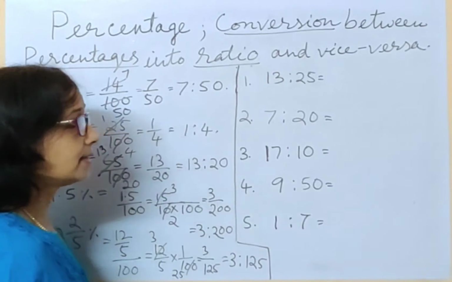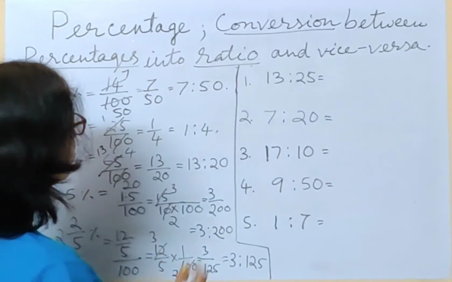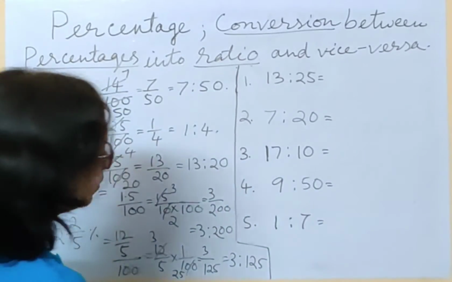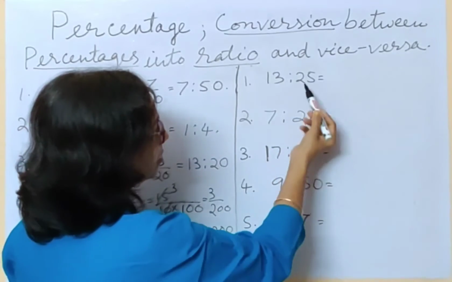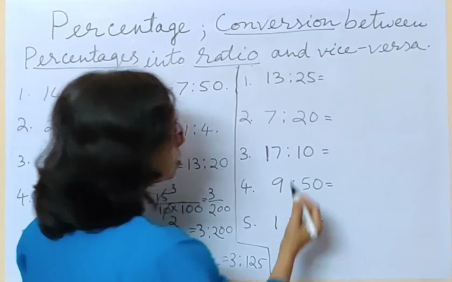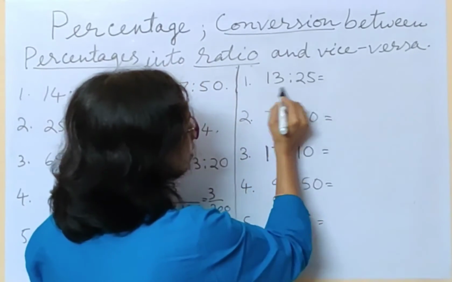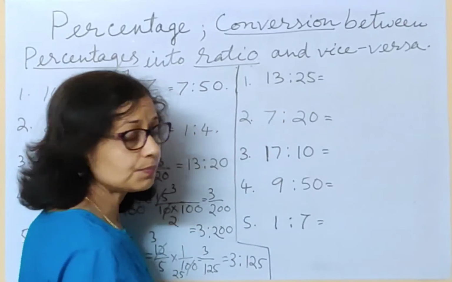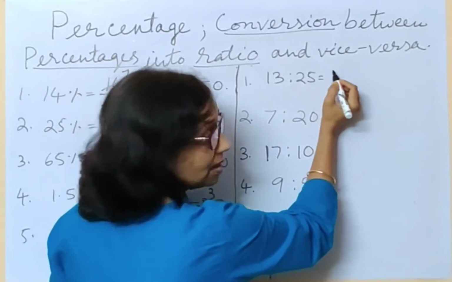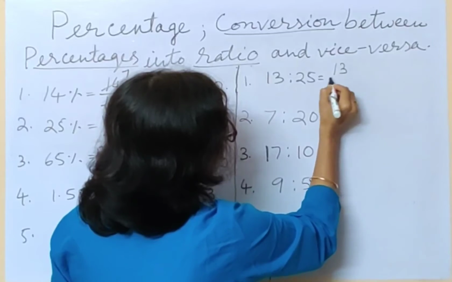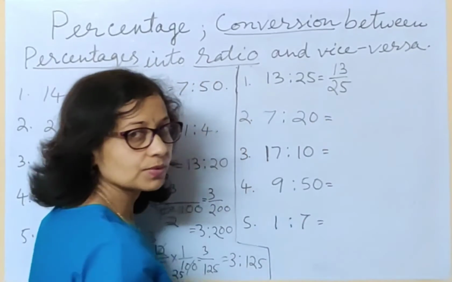Now let us understand the other way. That is ratio into percentage. You can see I have written few questions here. Ratio into percentage. So first this ratio, how do we write? What do we do? We have to write this ratio as a fraction. Yes. 13 by 25.